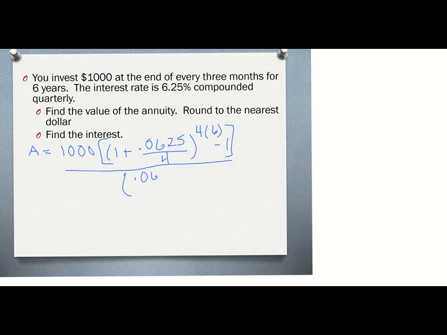So 0.0625 divided by 4. And again, you want to not put this all into your calculator at once. It makes it a little bit harder. So we're going to start.